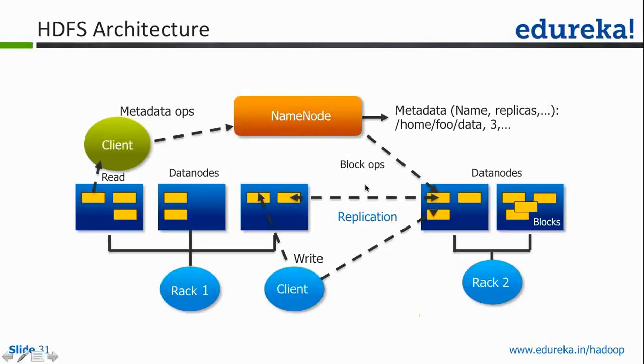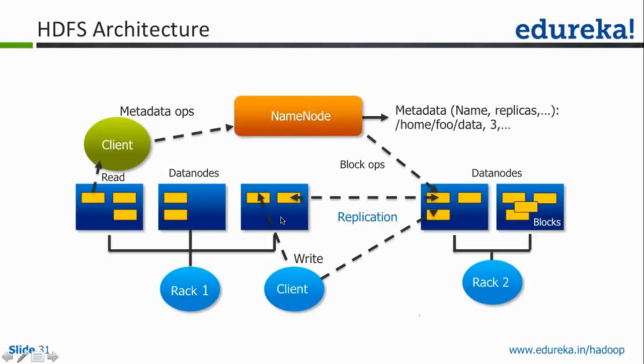These operations could be the availability of the data node, how much size is available on the data node, and whether the data node is available or not. Those are the kind of operations which the name node does on the data nodes directly. That is where the interaction happens. So this is what this is.